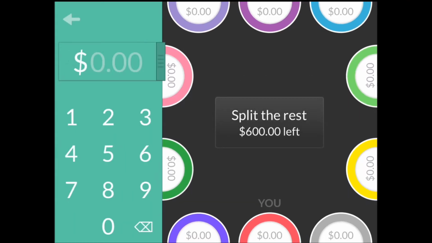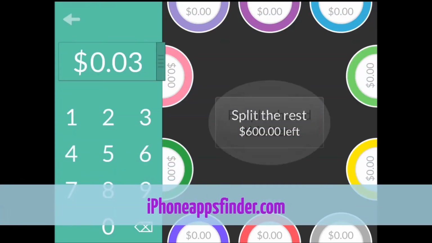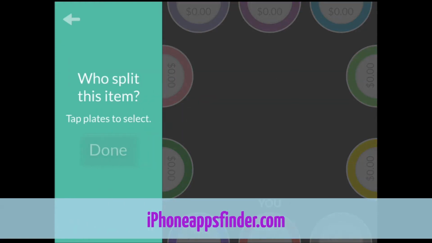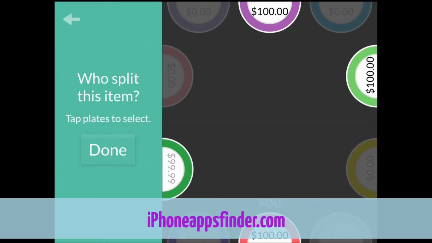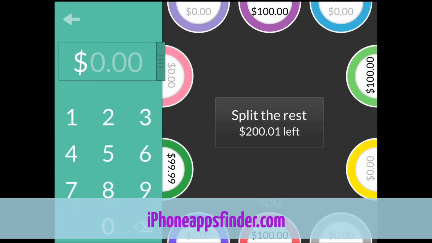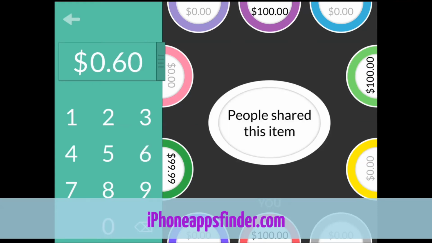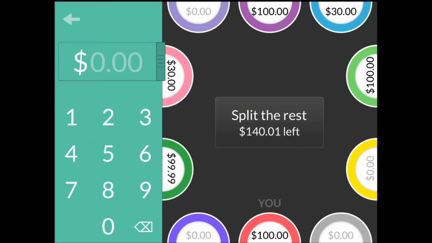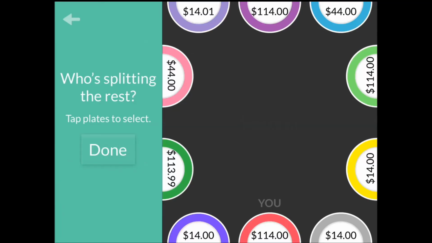Let's say I want to split. So this was shared, so I drag and drop it there. I can say who shared this, so there you go. And then the rest, I can add it like that, or I can say there was a $60 item that was shared by these two guys, right? And let's split the rest. So the total comes down to this, and you can go and do it fast.